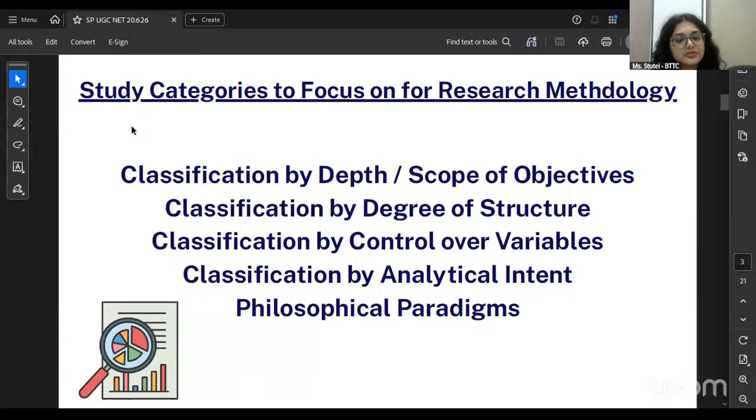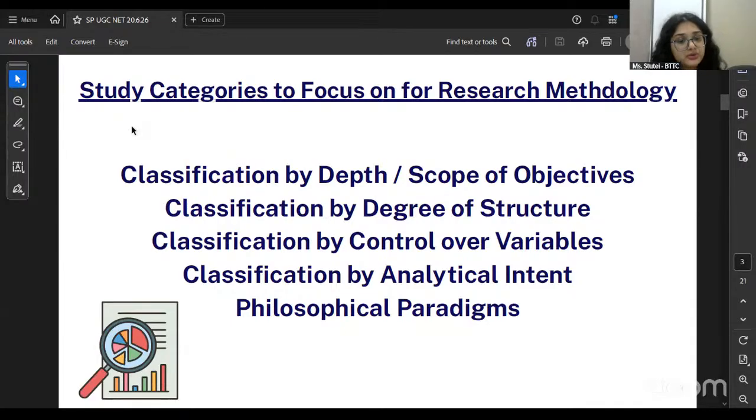Next is classification by analytical intent. As the name suggests, this category focuses on the type of analysis being conducted. Most questions revolve around identifying whether a study is quantitative, qualitative, or mixed. When you solve such questions, I would suggest you ignore the topic and focus on the data. Ask yourself, is the researcher working with numbers? Is the researcher working with experiences? Or is the researcher trying to combine both? So you will get your answer on what type of analytical intent the question has.